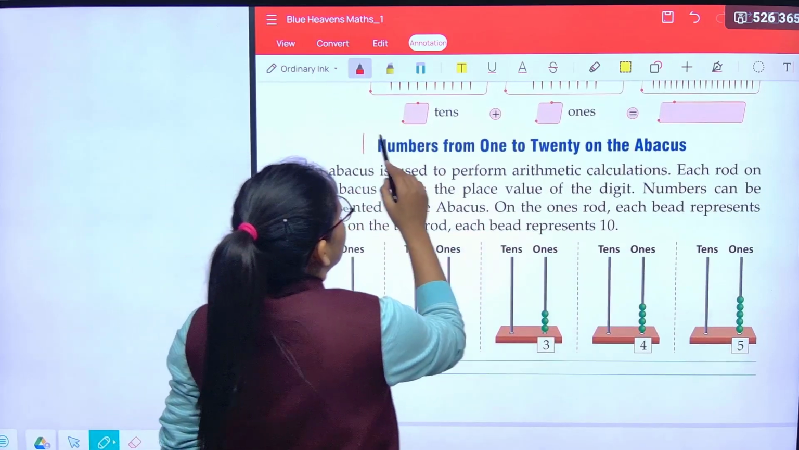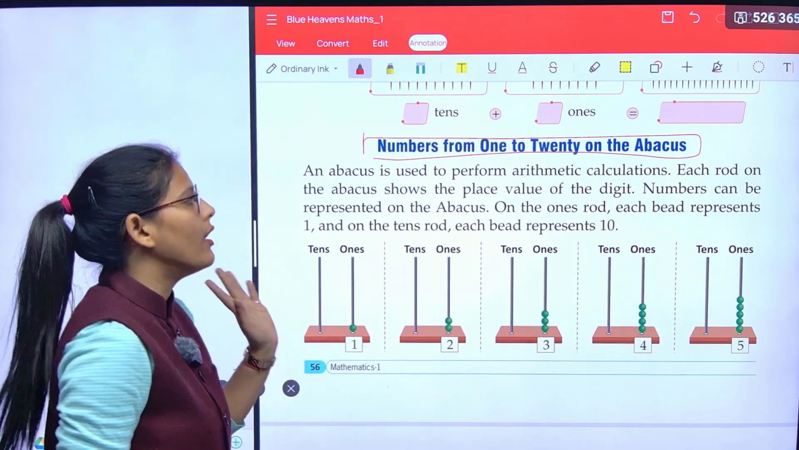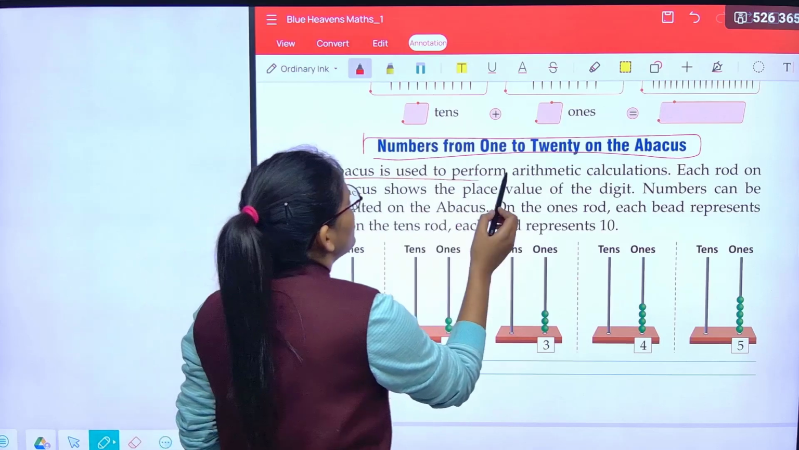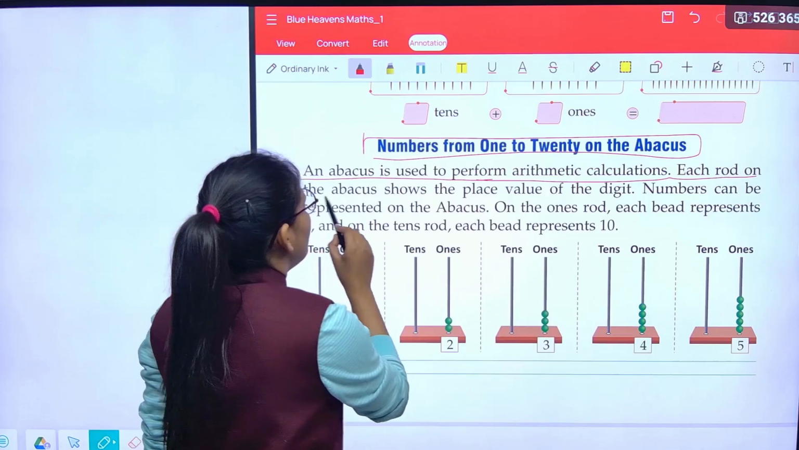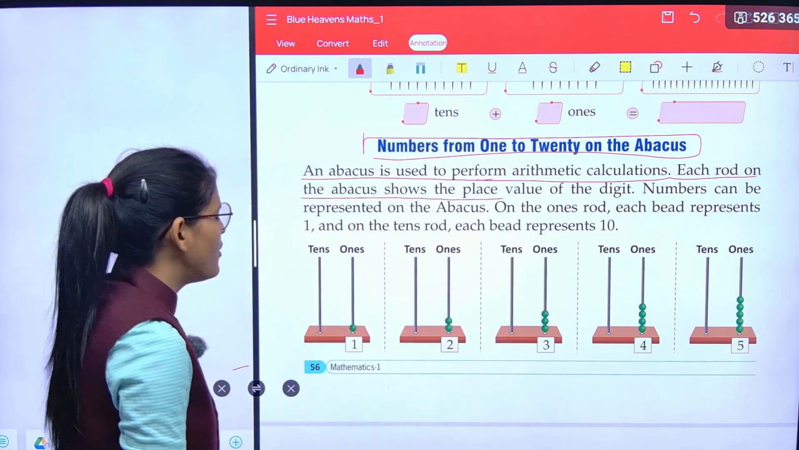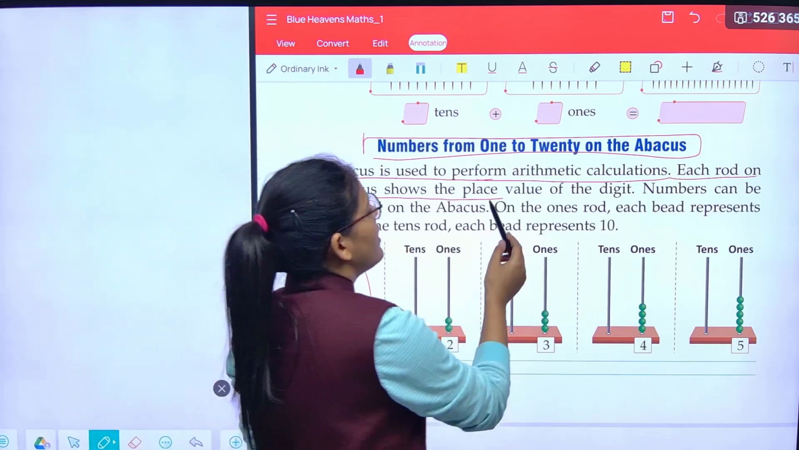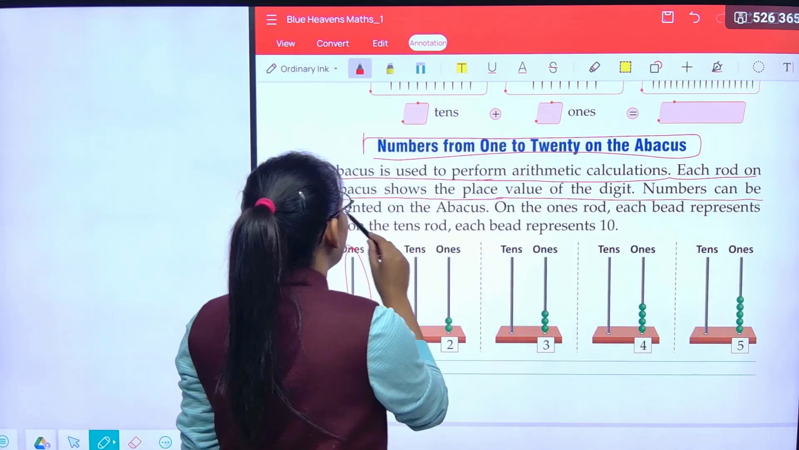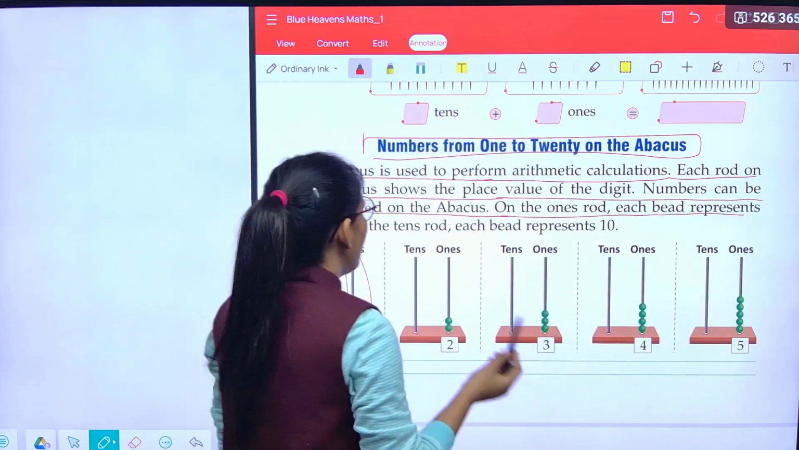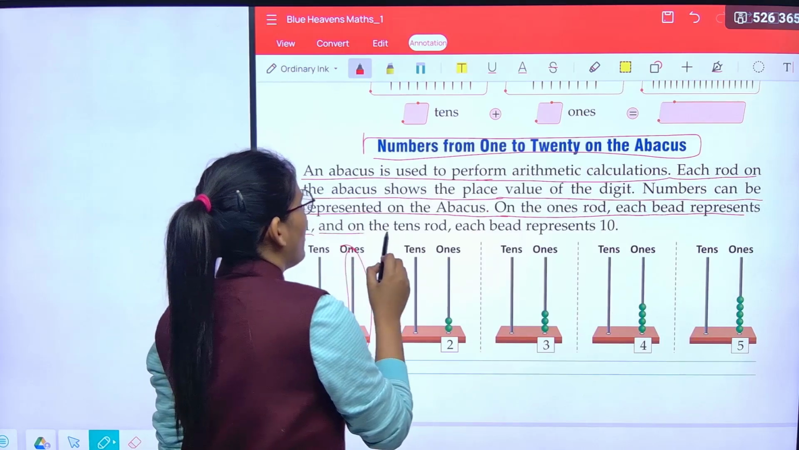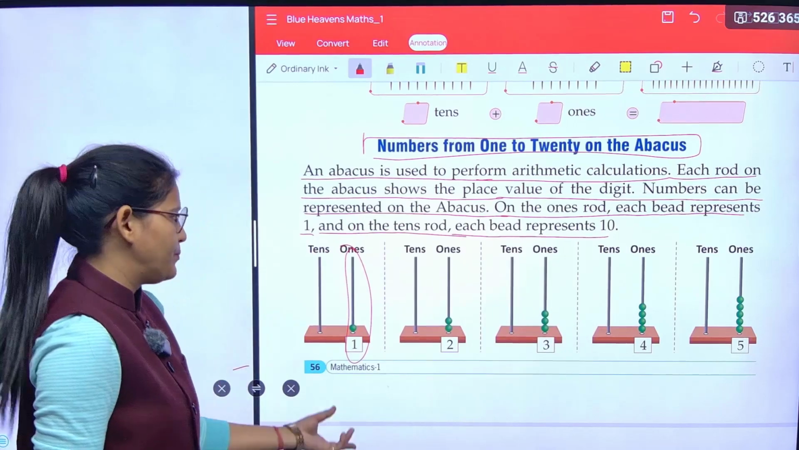Now class, numbers from 1 to 20 on the abacus. An abacus is used to perform arithmetic calculations. Each rod on the abacus shows the place value. Class, ये जो rod है abacus की, क्या show करती है? उनकी place value show करती हैं of the digit. Numbers can be represented on the abacus. On the ones rod, each bead represents 1, and on the tens rod, each bead represents 10.